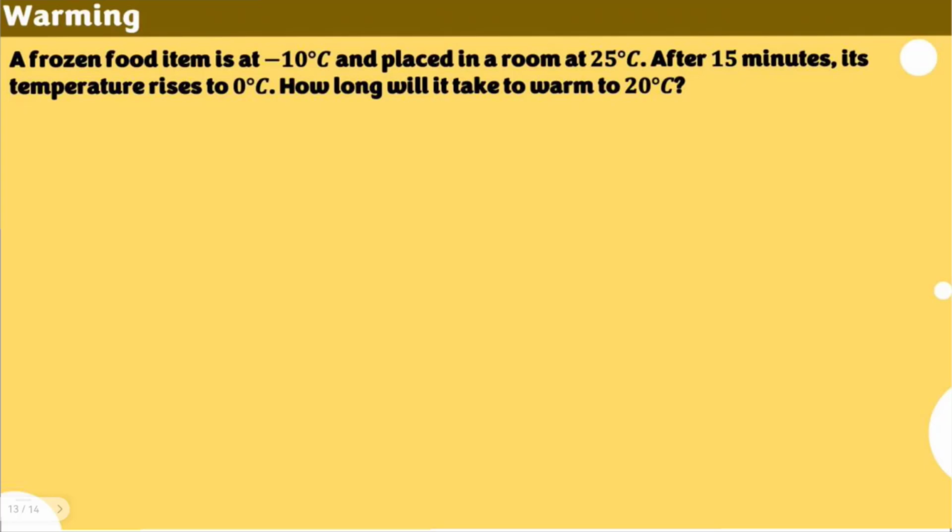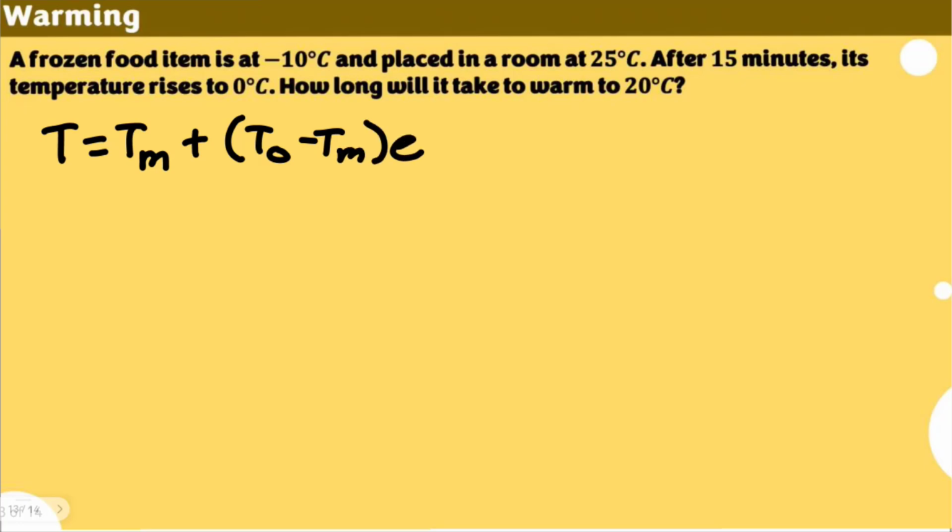This time, we're going to use the formula that was derived when we came up with the mathematical model for Newton's law of warming. The formula is: our temperature is the sum of the temperature of the ambient environment plus the difference of the initial and the ambient environment, multiplied with e to the power of kt, where t is the time intended and k is a constant of proportionality.